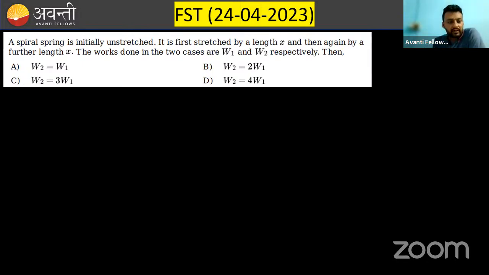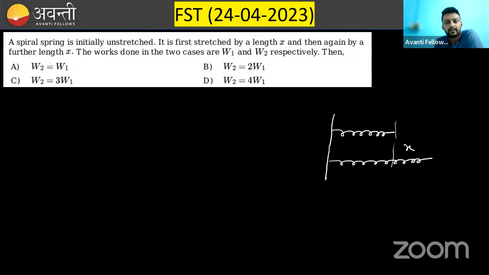the spiral spring. A spiral spring is initially unstretched. Let's draw. This is the unstretched spring. It is first stretched by a length x. So this length is x. Clear? And again further by a length x. Again it is stretched. So this length is again x. This is the given thing.